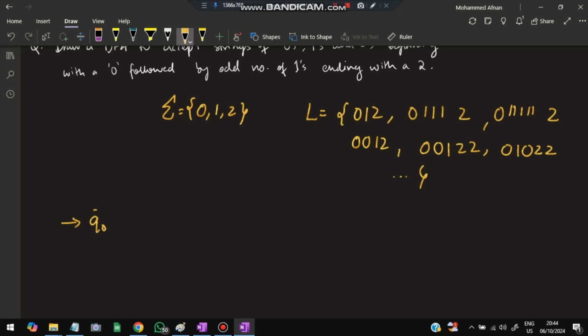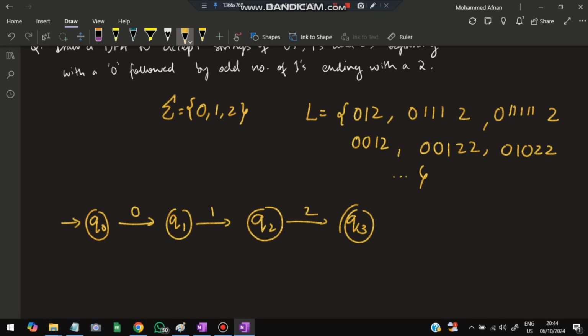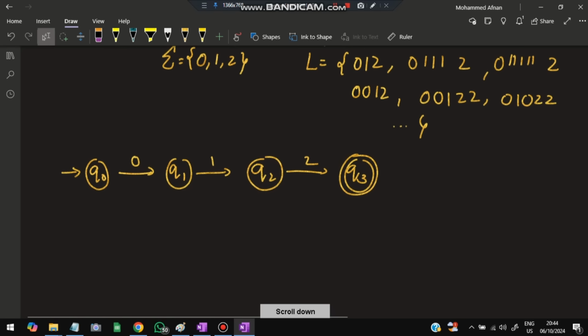So let's have the minimum string here: Q0, 0, Q1, 1, Q2, 2, Q3 is the final state. 0, 1, 2 should be there, and starting with a 0. Starting with a 0 means if 1 or 2 comes at the starting point, it should go to the dead state. Then here 0, 1, 2, it should go to the dead state. Starting with 0. Now here anything can happen. Ending with 2. Okay, let's have a look.